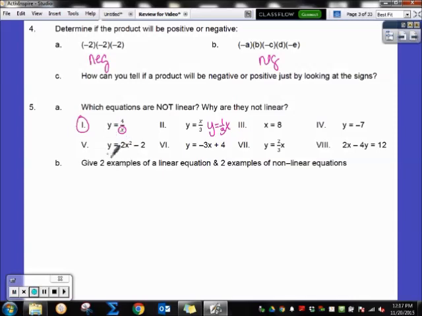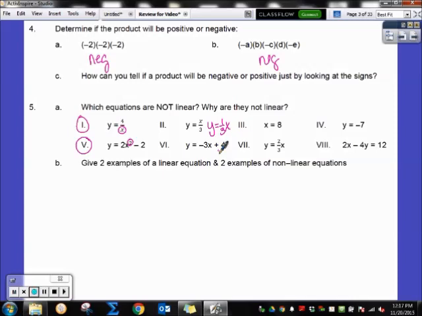And then when we get to number 5, it is not linear because of this squared term. We check the rest of them. If your x and your y both are to the power of 1, and you don't have an x in the denominator, it should be linear.